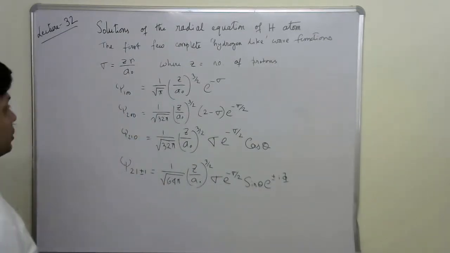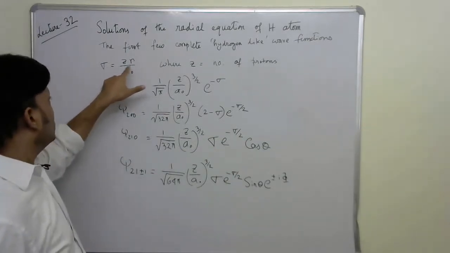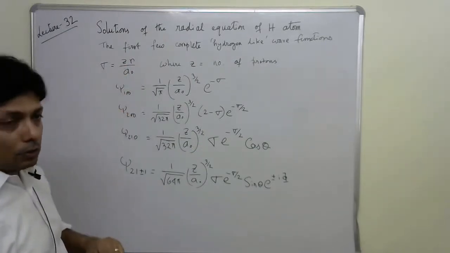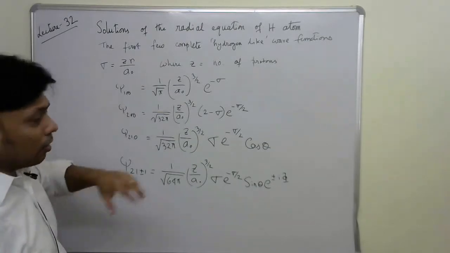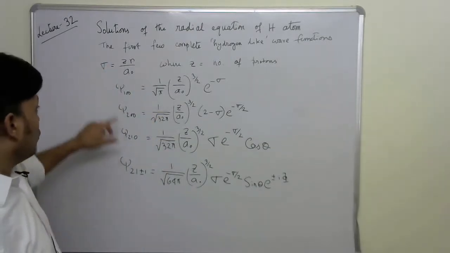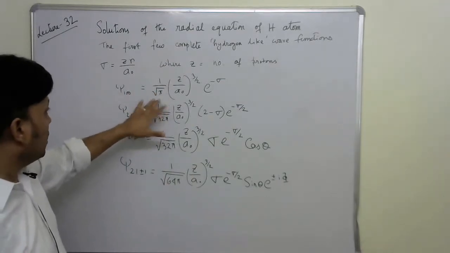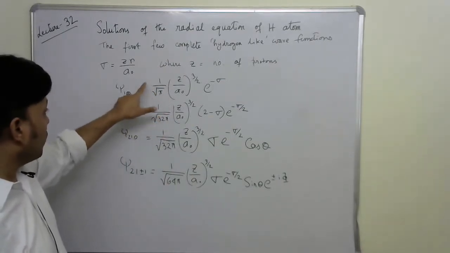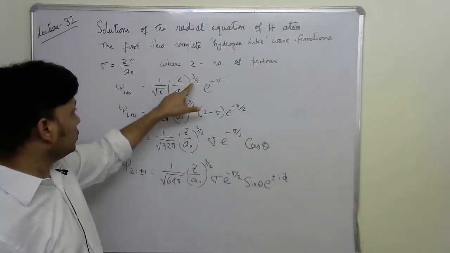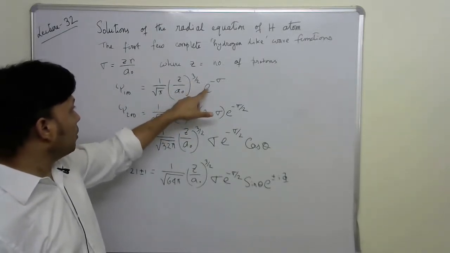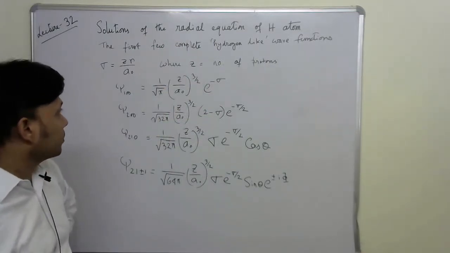Now sigma is equal to Zr divided by a0. So obviously for the hydrogen atom, sigma should be r by a0 because Z is equal to 1. So for psi 100, the expression should be 1 over root pi, times (1 by a0) to the power 3 by 2, times e to the power minus r by a0.